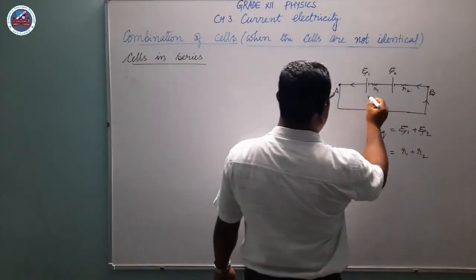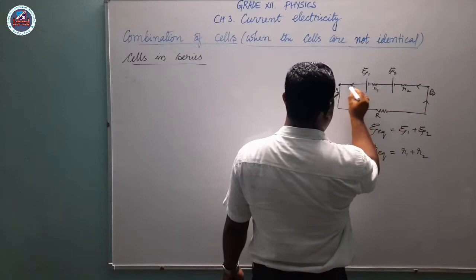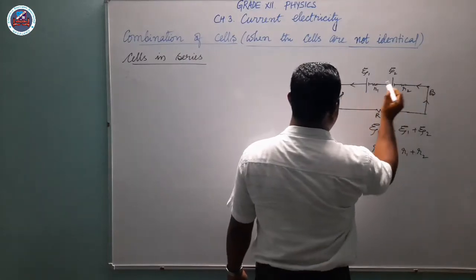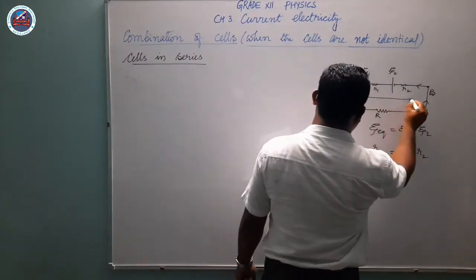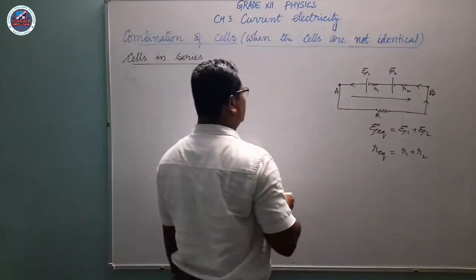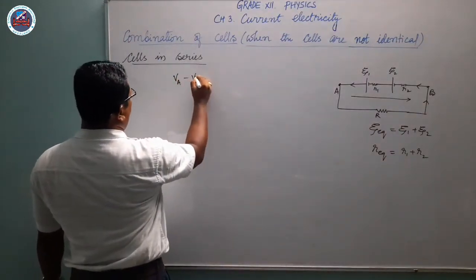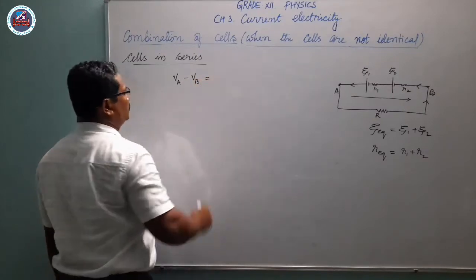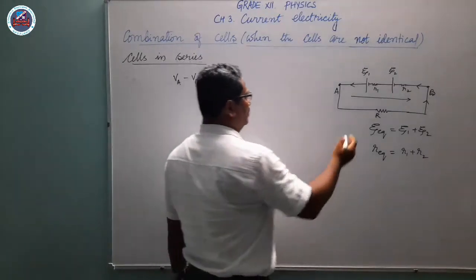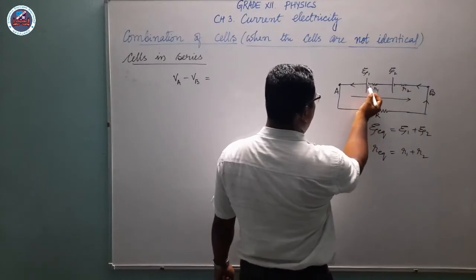Let us choose the path. This side is higher potential, this side is lower potential. Let us choose the path from higher potential to lower potential like this. Then we will write like this: VA minus VB is equal to the EMFs.